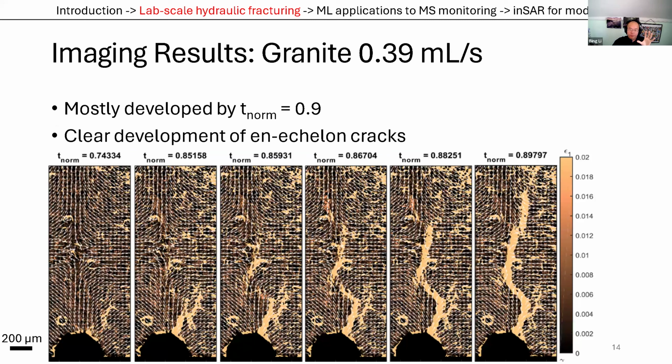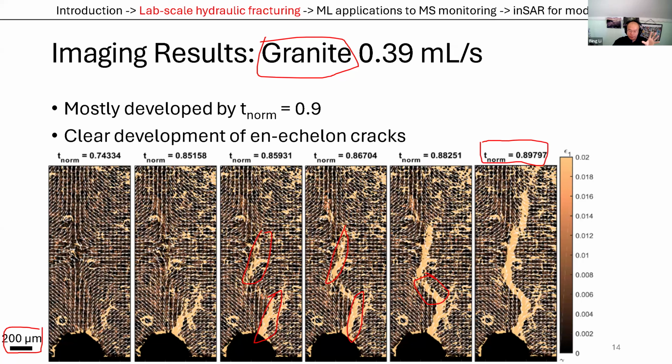So once again, this is a similar kind of plot as I showed for the beam. This is once again the microscope type of imaging that we can get, and this one is an example in granite. What we'll note is that we see this very clear development of parallel en echelon cracks early in time, and then these eventually get connected by their conjugate en echelon shear cracks with the increase in pressure. So this T norm is essentially a percentage, where T norm of 1 is peak pore pressure, and 0 is basically the beginning of the experiment.